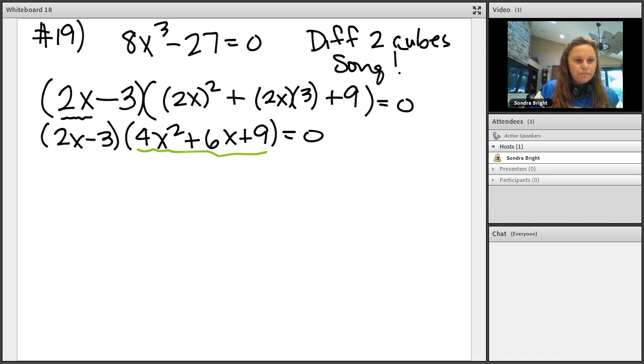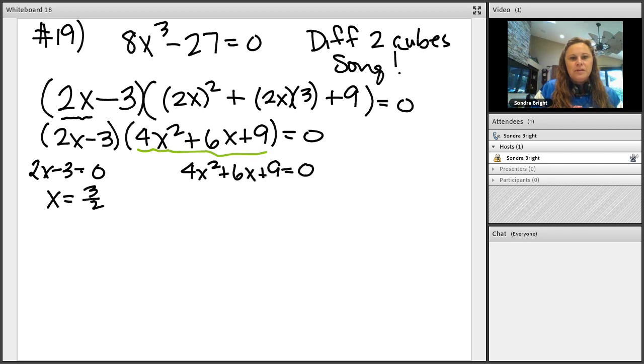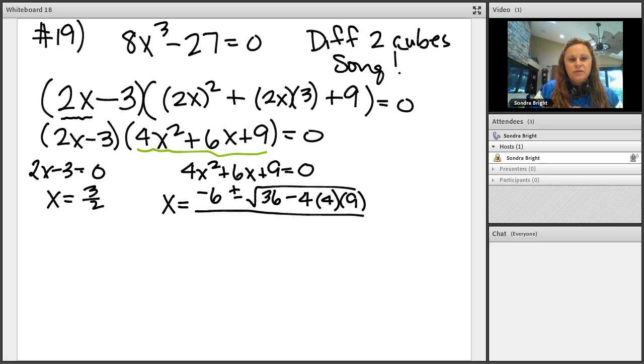And so setting each of these factors equal to 0, you're going to get an x equals 3/2 for the first factor. For the second one, when you set that equal to 0, you need to use quadratic formula. Quadratic formula is x equals negative b plus or minus the square root of b squared, that's 36, minus 4 times a times c, all over, the whole thing is over 2 times a.